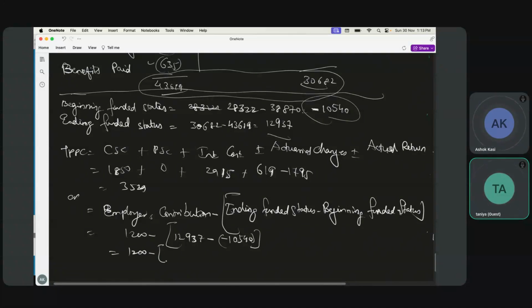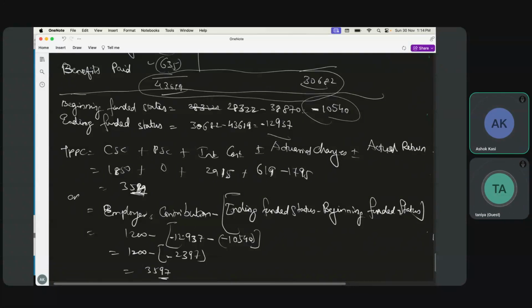Sir, 12937 is also in minus, right? Oh, this is also minus. Okay. So it will be minus 2000 something, right? Yeah, 2397. So it will become plus now. 2397 plus 1200, 3597. It's not matching, no? No, sir, upper you have written wrong. It's 3589. Oh, this calculation. But still it is not matching.